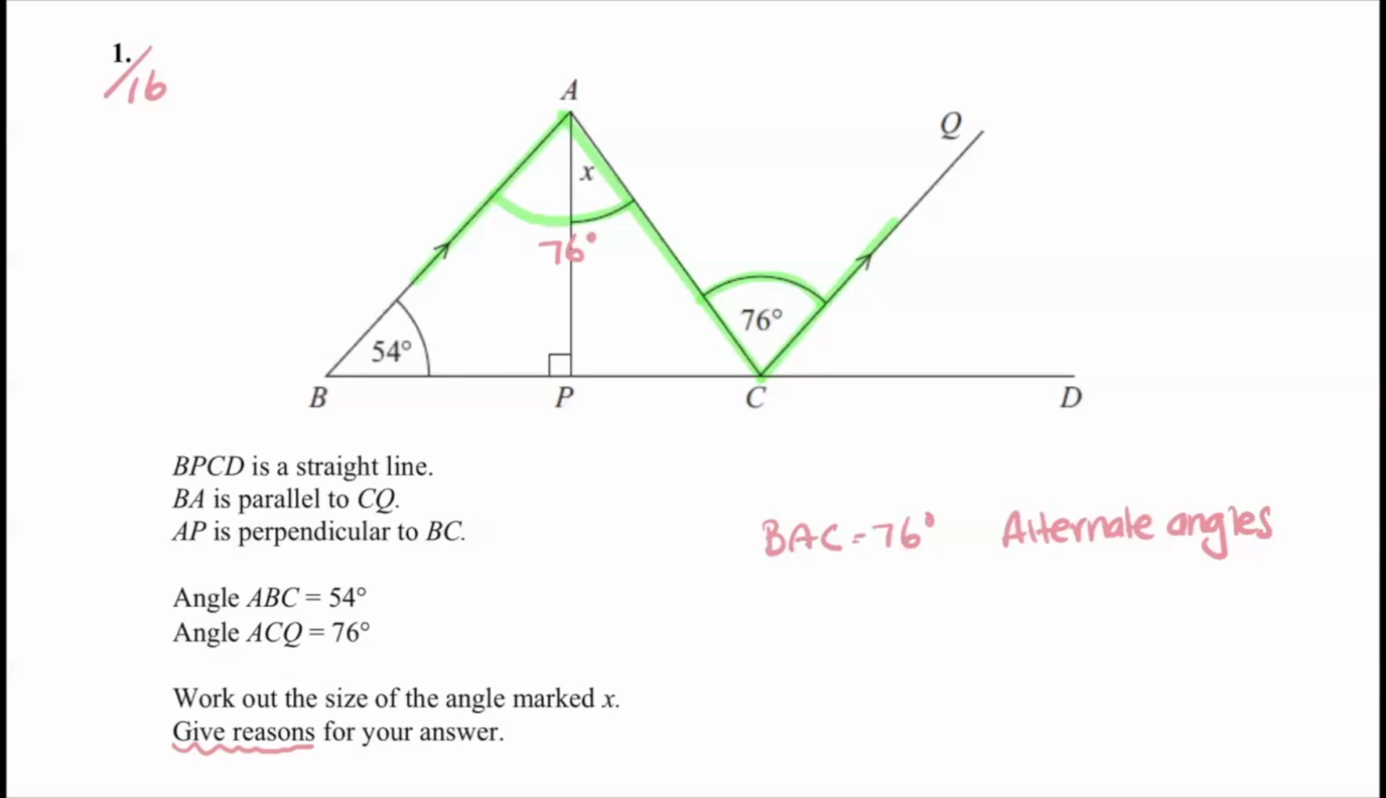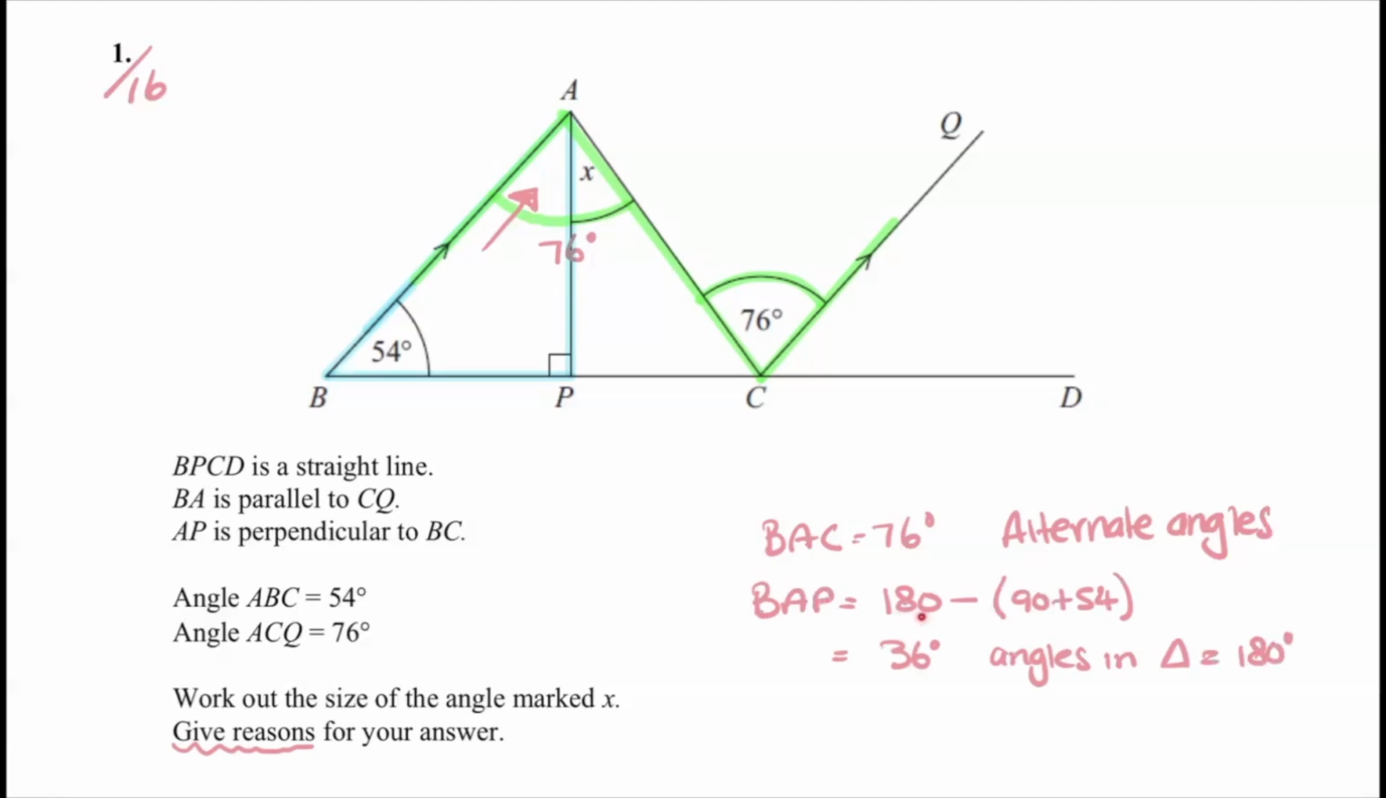Now I'm going to focus in on this 54. They've given it to me, so it must be helpful. That 54 is inside this triangle with the right angle. So I'm going to use that to help me find this angle here.